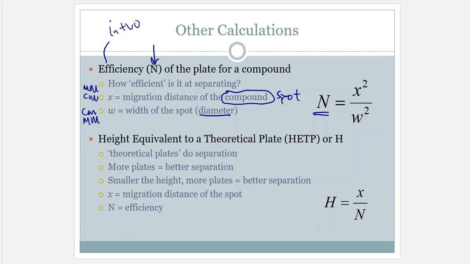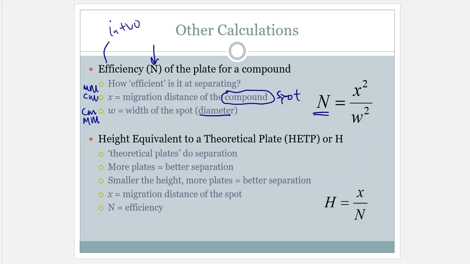I've got to make sure that they are the same or this is not going to work, folks. So once I do this, I'm going to square it. And when I square each one of these, I'll divide it. And whatever number that is, that's how efficient the plate is for those particular compounds when it comes to separation.